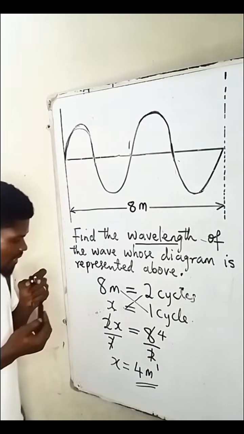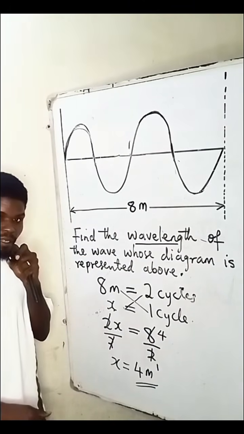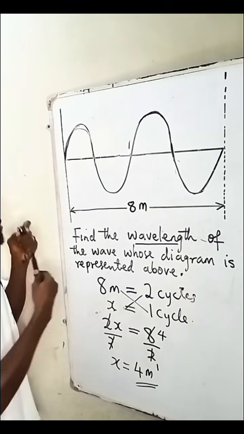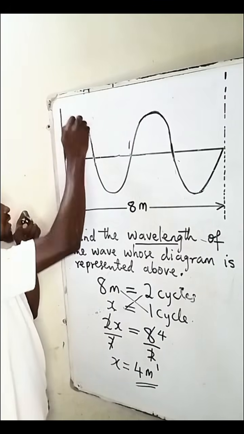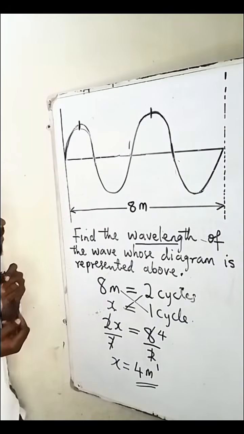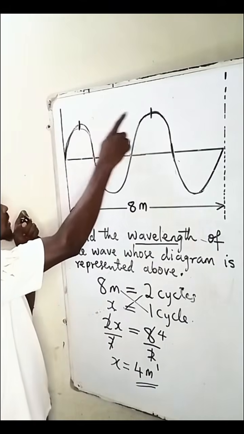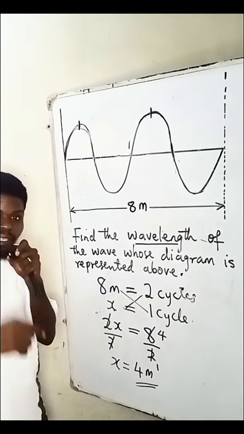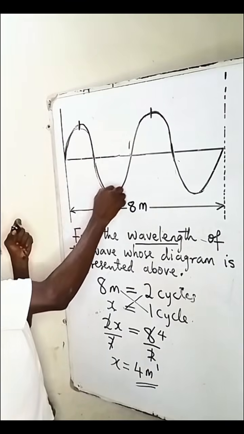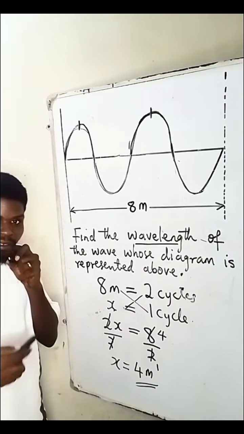So this 4 meters here is the wavelength of this wave whose diagram is represented. All right, that is the distance for 1 cycle. The distance between this point, which is the crest, and this point, which is another crest. The distance between 2 successive crests of a wave is what we call the wavelength. And if you check the distance from here to here, is actually 1 complete cycle. That is, we have quarter, then half, and quarter, which is one complete cycle.